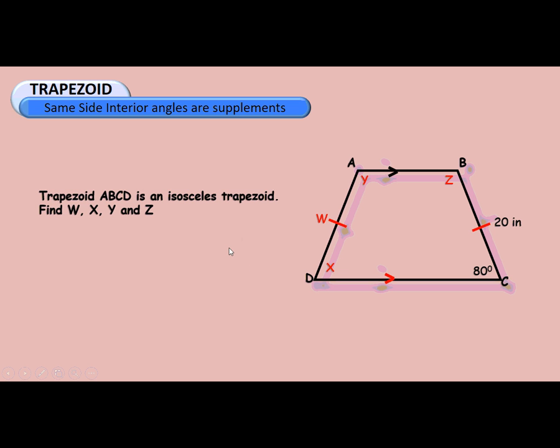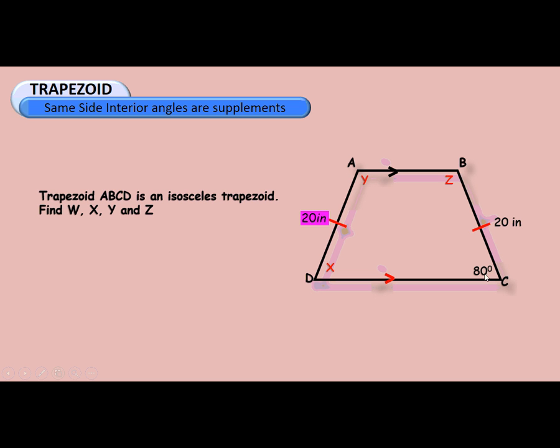So take a minute in this problem. This is an isosceles trapezoid. Find W, X, Y, and Z. All right, in this case, the easiest one to find is W, the sides. We got the little tick mark saying here. So the right side is 20. It's isosceles. So the left side is going to be 20. So W is going to be 20.